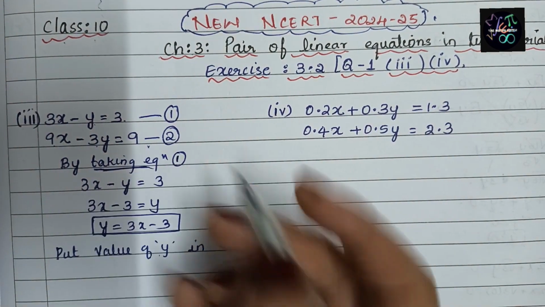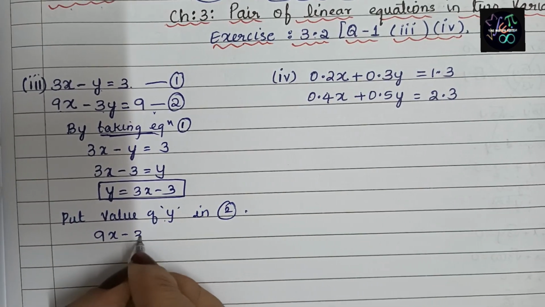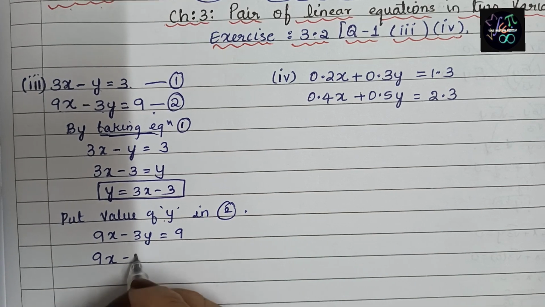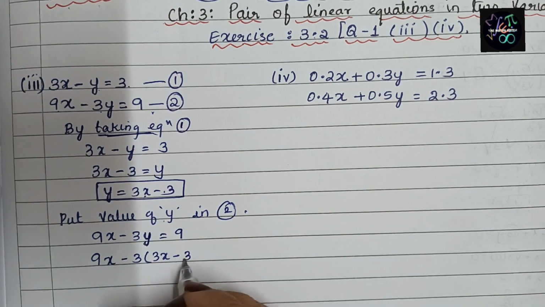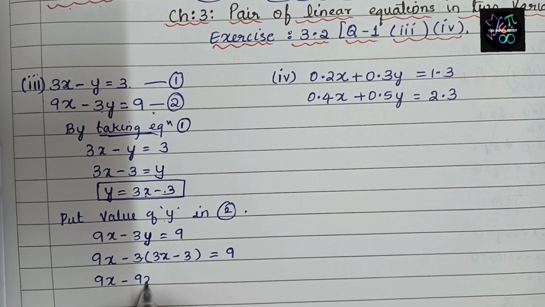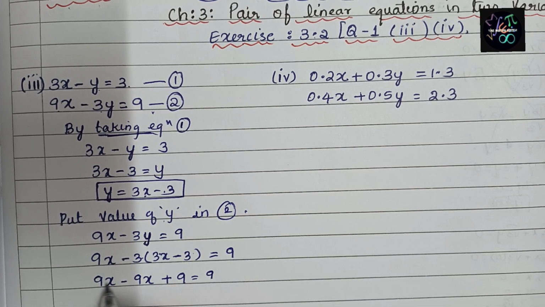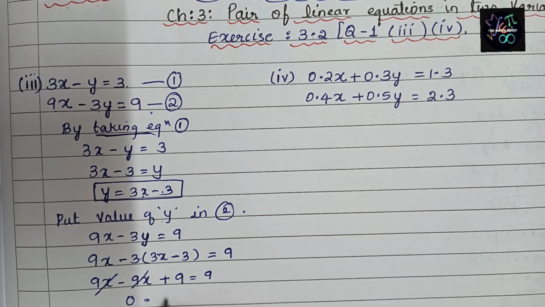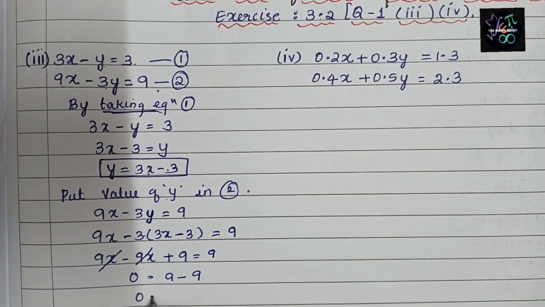Now we should put it in equation 2. I'll take equation 2 now: 9x minus 3y is equal to 9. So 9x as it is minus 3, and in place of y I am writing 3x minus 3, is equal to 9. 9x minus 3 times 3x is 9x, minus minus is plus, 3 times 3 is 9, is equal to 9. We can see 9x minus 9x gets cancelled, and this side 9 is there; plus 9 if I take to this side becomes minus 9, that is 0 is equal to 0.